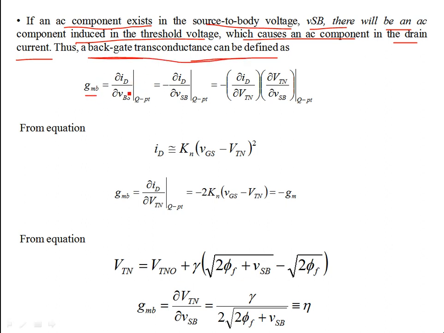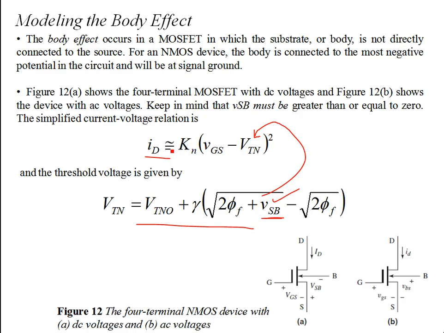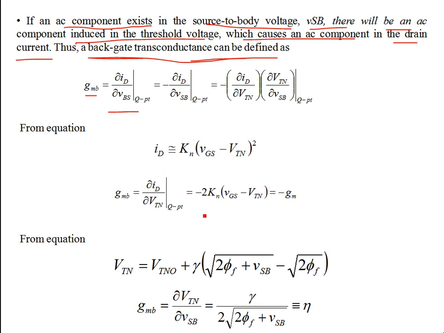Now this is given by partial ID over VBS, because we understand that the current depends on the threshold voltage, which in turn depends on VBS. So if you take the derivative of ID with respect to VSB at the Q point, we call this the backgate transconductance parameter. You can write this as partial ID over partial VSB with a negative sign. This is BS, so this is SB.